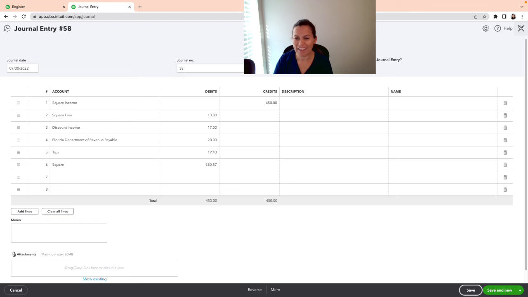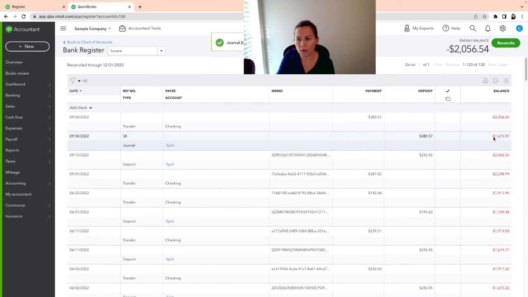Sorry, back here. Okay, my microphone just turned off here. All right, so we saved this transaction. All right, we're gonna X out of here, and look at this. Okay, so we have the deposit for $380.57, and then we have the payment, which was actually a transfer from Square. So these two transactions will zero each other out.